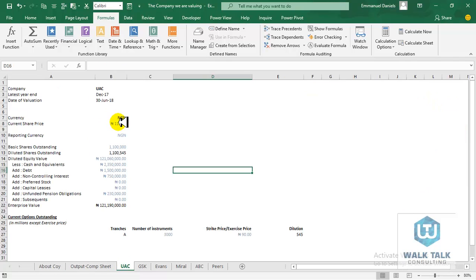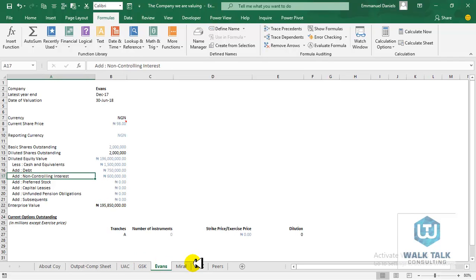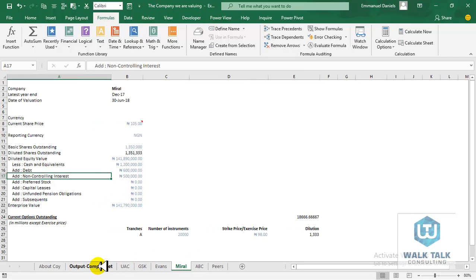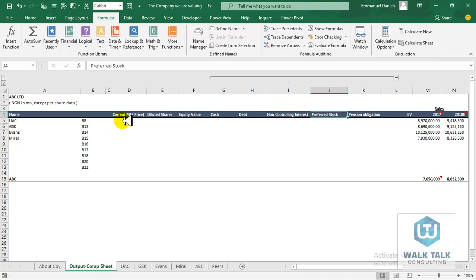Take a look at this. You can see all this information is extracted on this sheet. You can see the current market price, the diluted shares, the enterprise value, and other information. The same goes for all the other sheets. They are in the same structure. Now I want to extract a summary of this information.